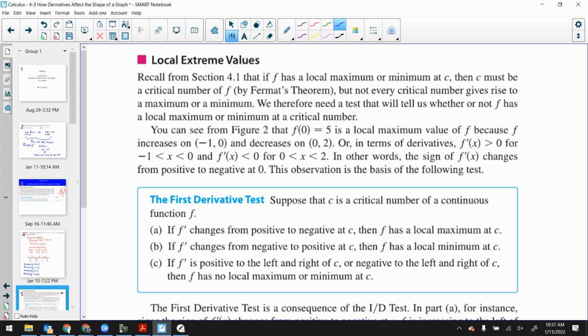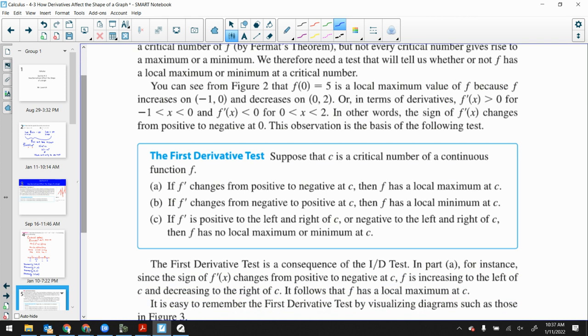If it's negative to positive on either side, it's going down and then it starts to come up, then it's got to be a local minimum. If f prime is positive to the left and right, that means that there was a bend in there. There was a place where it leveled out. There was a critical point where the slope ended up being 0. However, it went up, leveled out, and then continued to go up again. That's like our friend, the basic cubic function, where it goes up, levels out, and keeps going, right?